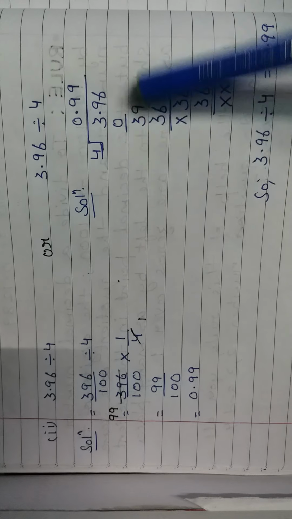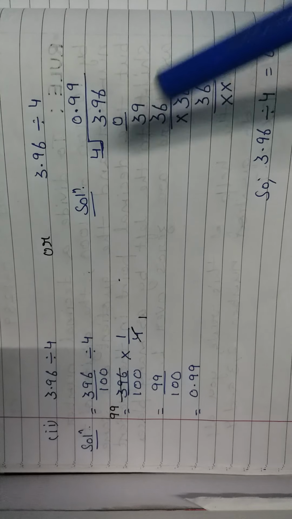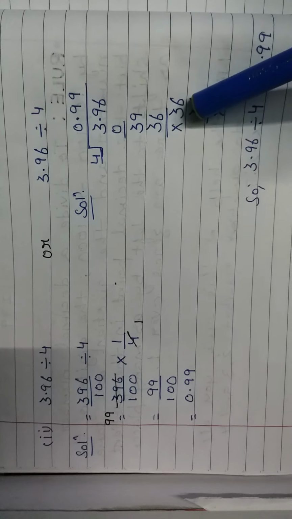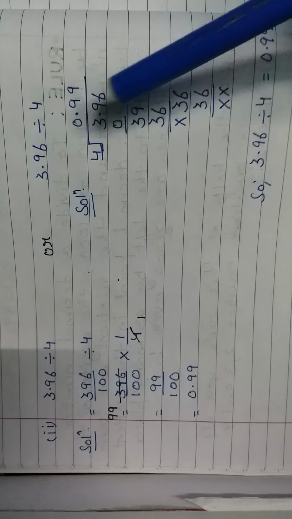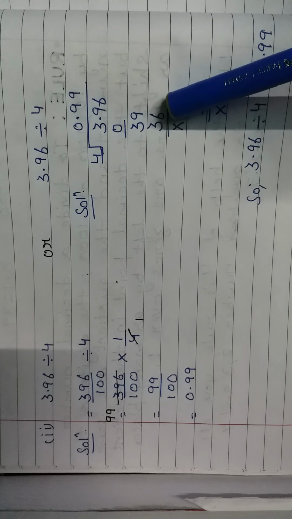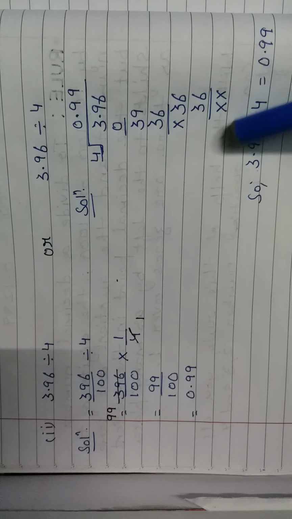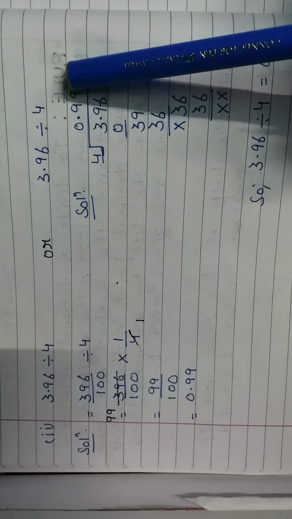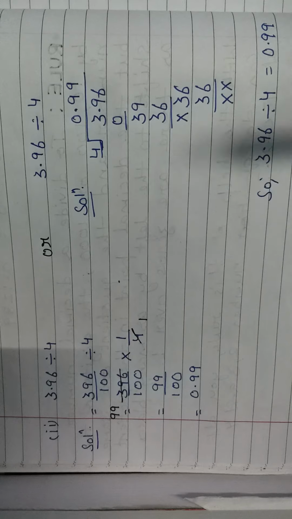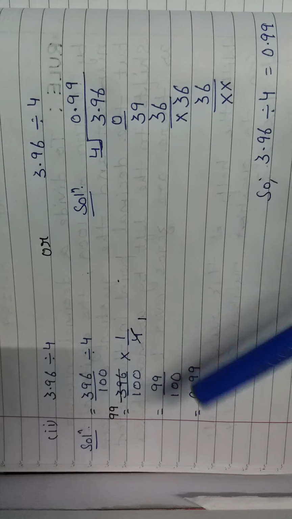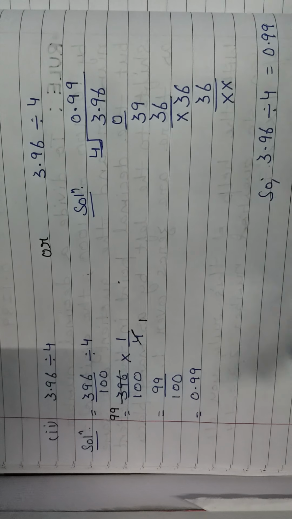Now we have 39 over here. So 4 9s are 36. Then 9 minus 6 we have 3, and 3 minus 3 we have 0. We can bring the 6 down. Now we have 36 over here. So 4 9 times we have 36. So the remainder is 0 and the quotient is 0.99. Again you can see in both the methods we have the same answer, that is 0.99. So whichever is easier for you, you can apply. Good.